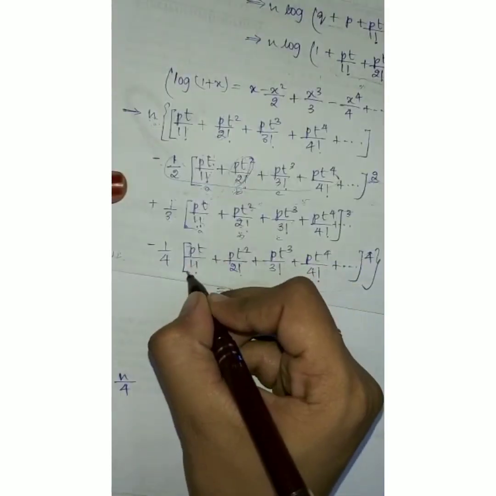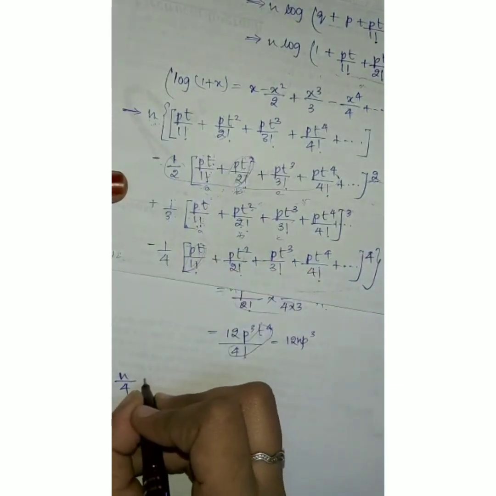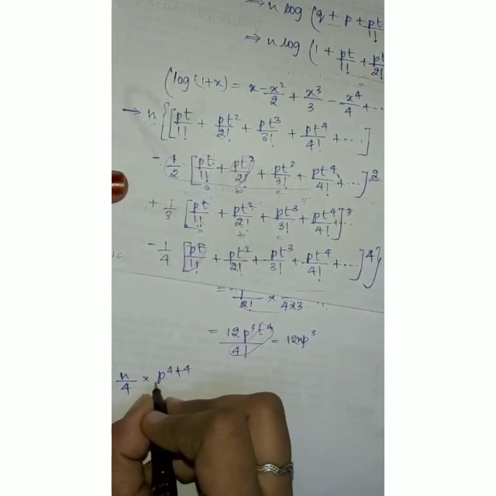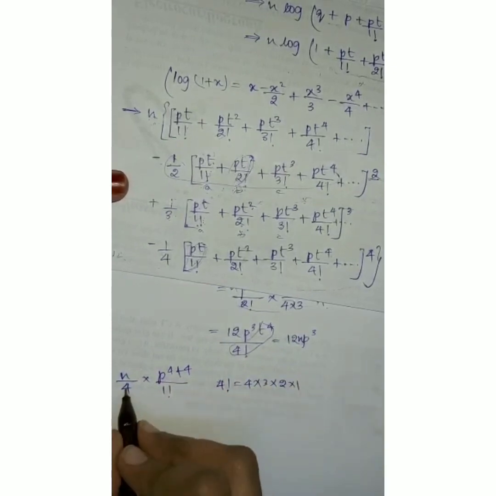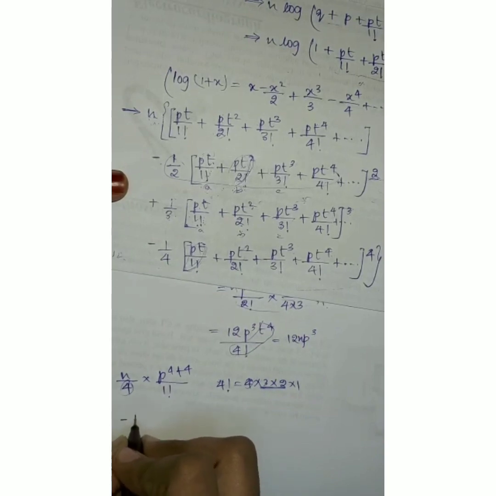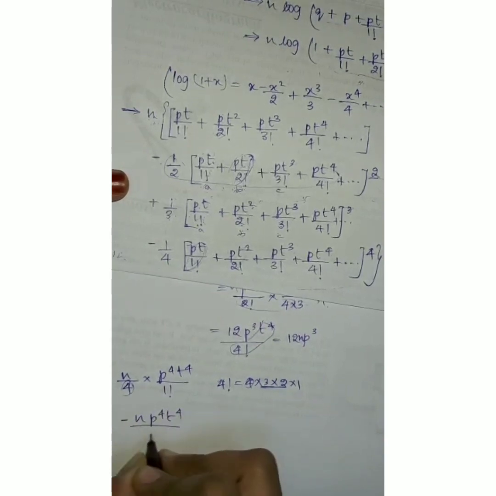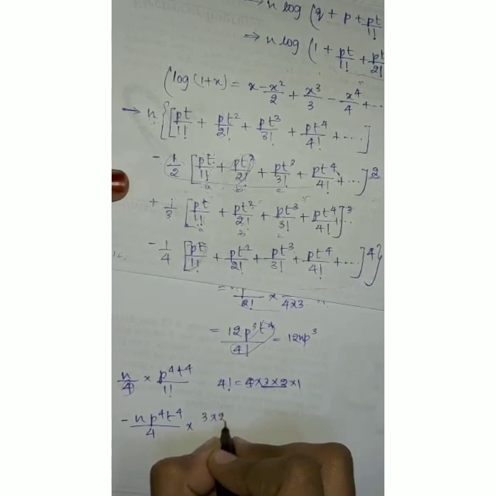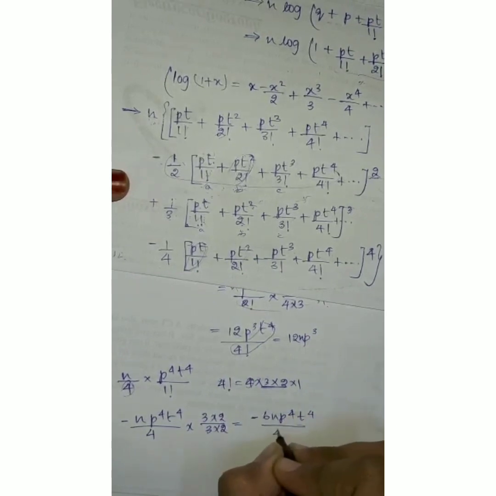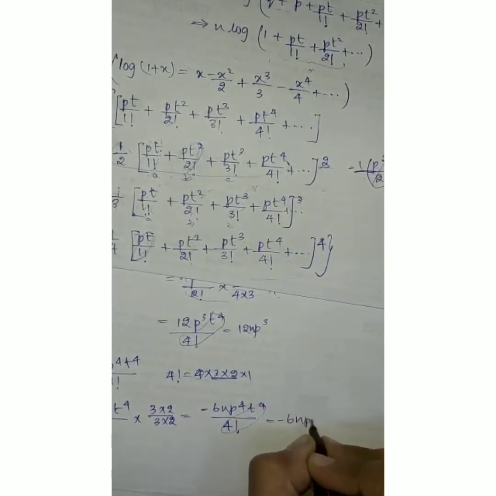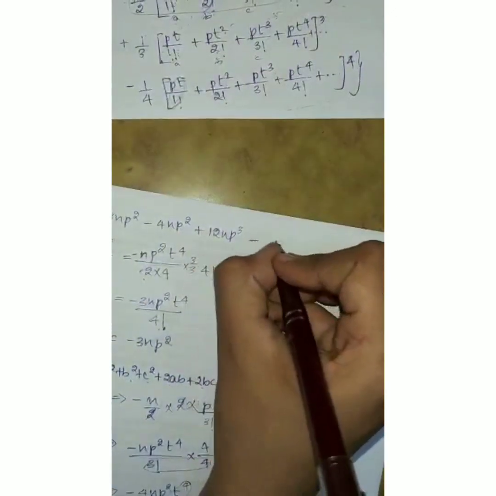Then from this last term, we take minus n by 4 into p power 4 t power 4 by 1 factorial. But 4 factorial is equal to 4 into 3 into 2 into 1. We need 3 into 2. Therefore, multiplying and dividing by 6, we get minus 6n p power 4 t power 4 by 4 factorial. That is equal to minus 6n p power 4.